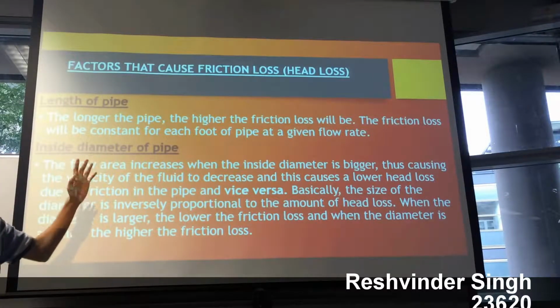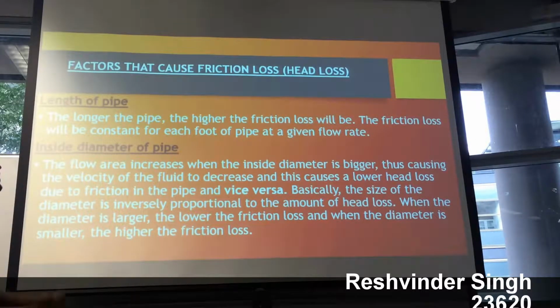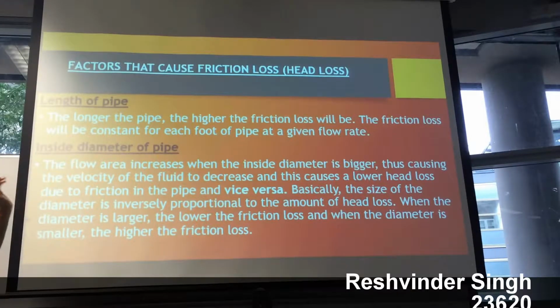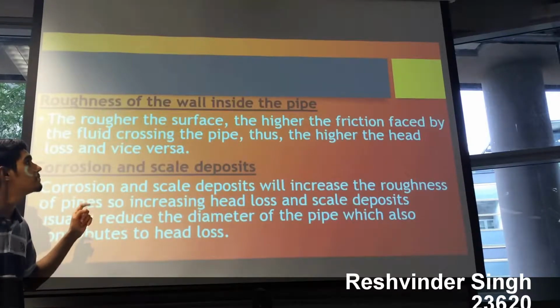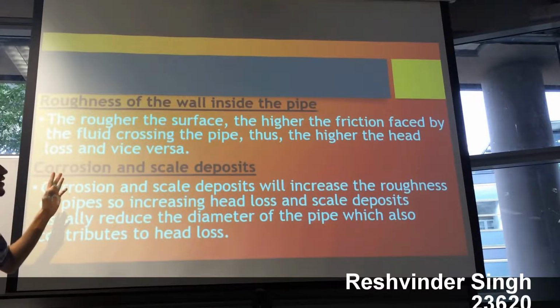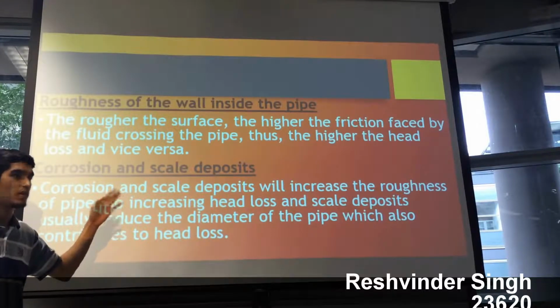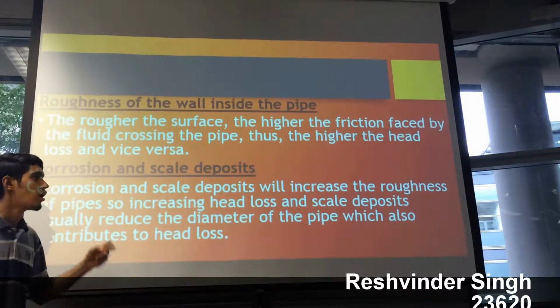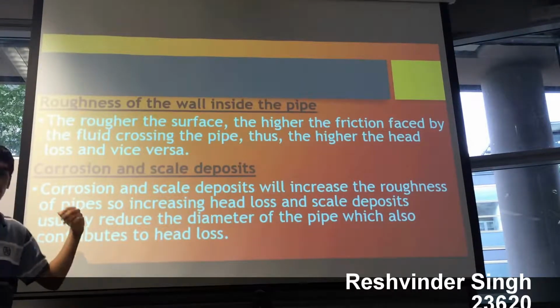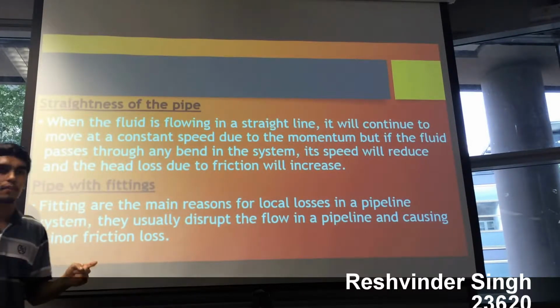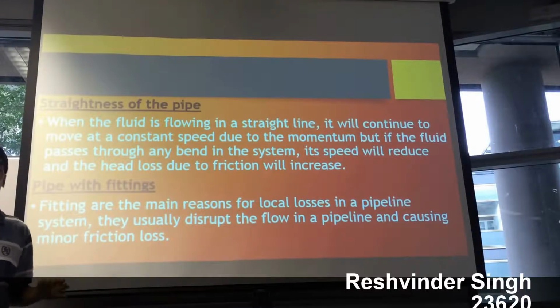So, factors that cause friction loss or head loss. The first factor is the length of the pipe. The second factor is the inside diameter of the pipe. The third factor is the roughness of the wall inside the pipe. Next, corrosion and scale deposits also affect the friction loss. The more the corrosion, the more the friction loss. Then we come to the straightness of the pipe. As you know, if the pipe is more straight, there will be less friction loss.